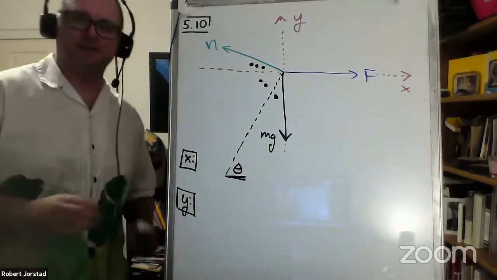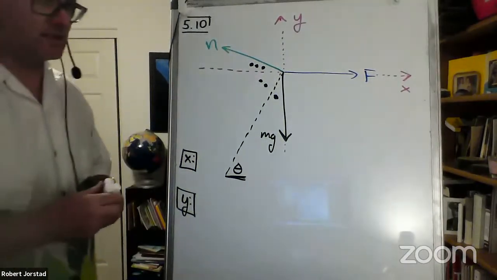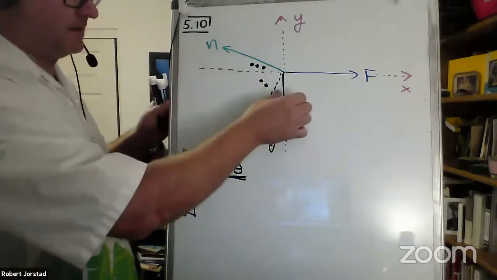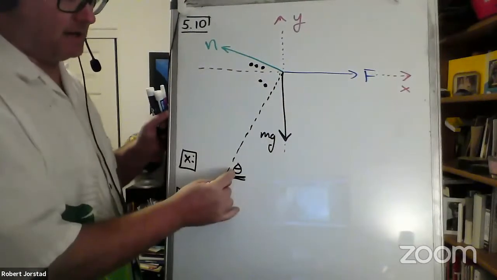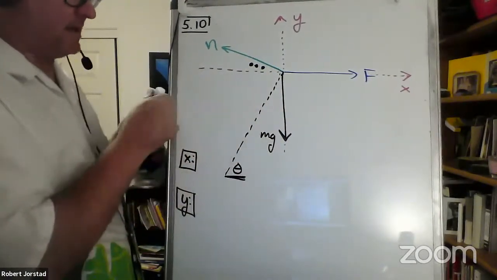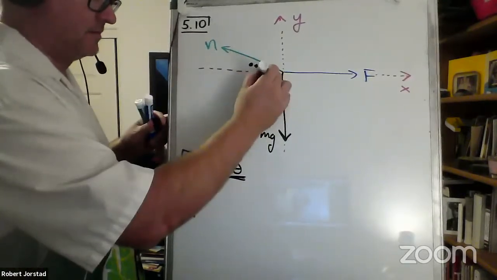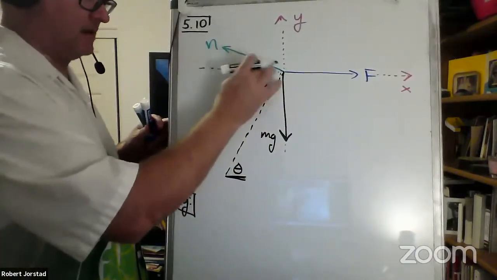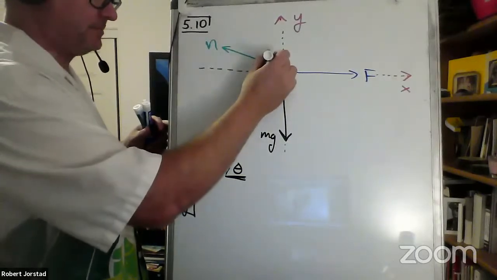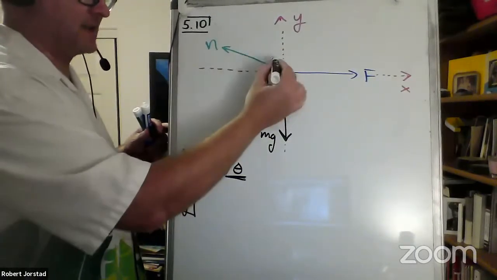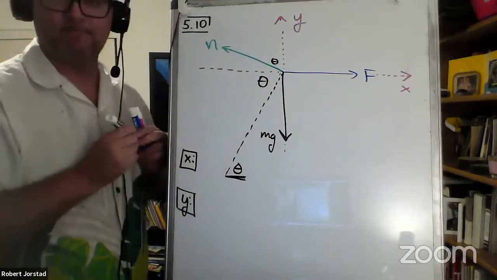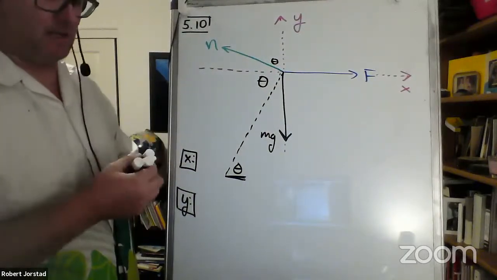Okay, so you've had a minute to look at it. So hopefully you thought, if this is theta, that means this is theta by alternate angles. That means this angle is 90 minus theta, and that angle is theta. So that's what jumps out to me.